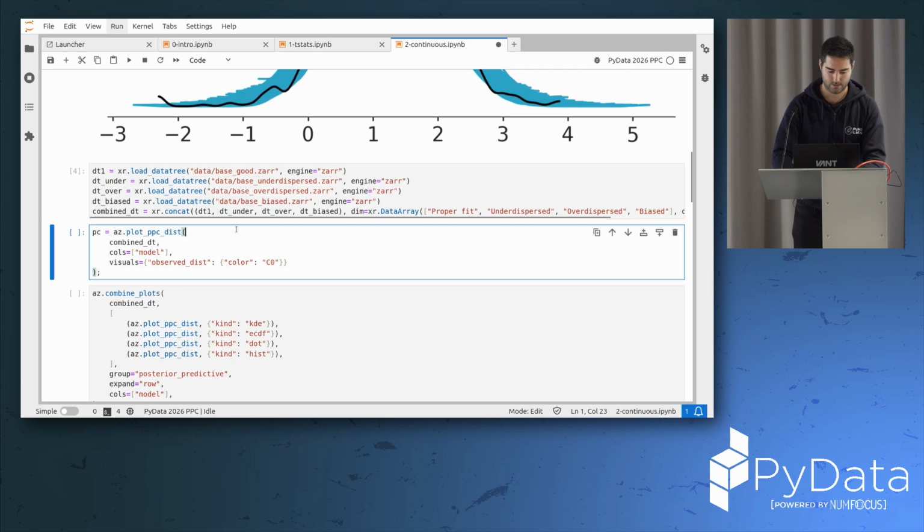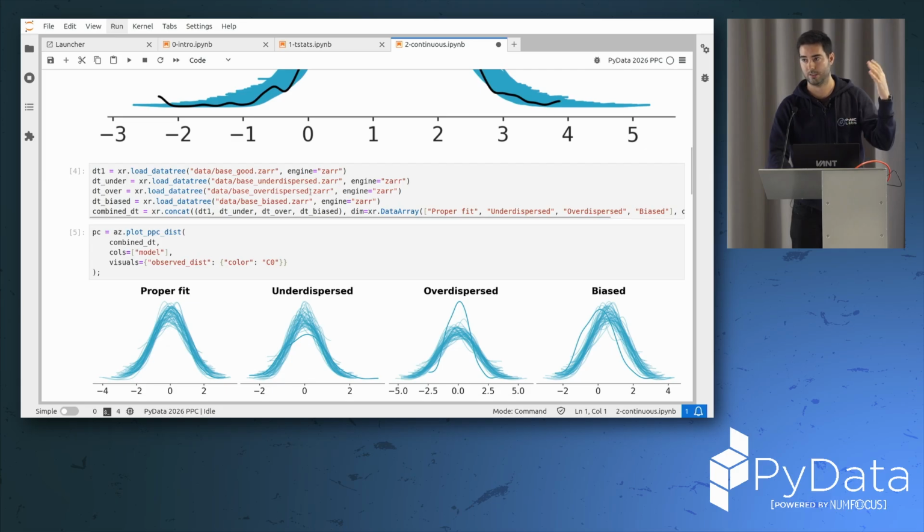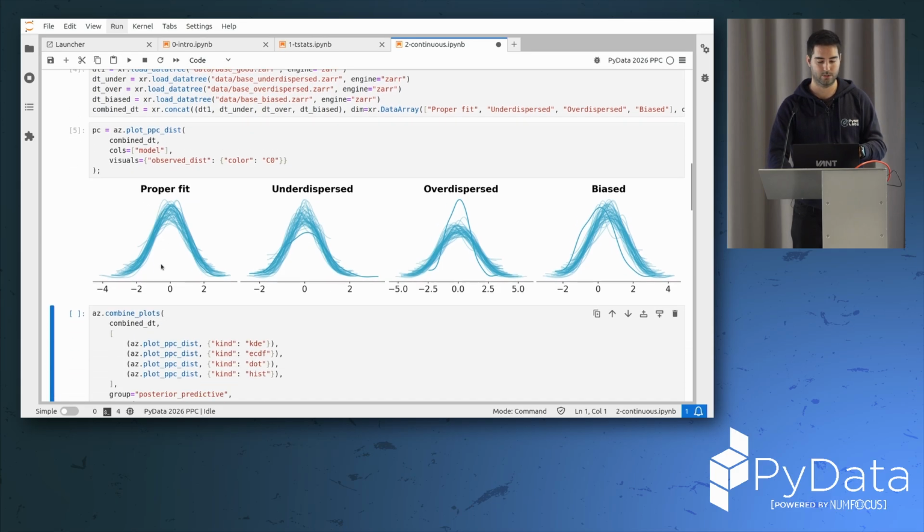So let's show an example. Here I have loaded multiple models. Only one is good, the other three are very bad. So if you look here, in the proper fit, the line is now blue, and it's very hard to guess which one is the line that corresponds to the actual observations. It's fused with the lines that correspond to the model realizations for the posterior predictive, whereas for the under-dispersed, there's this line down here that is a bit of another one out.